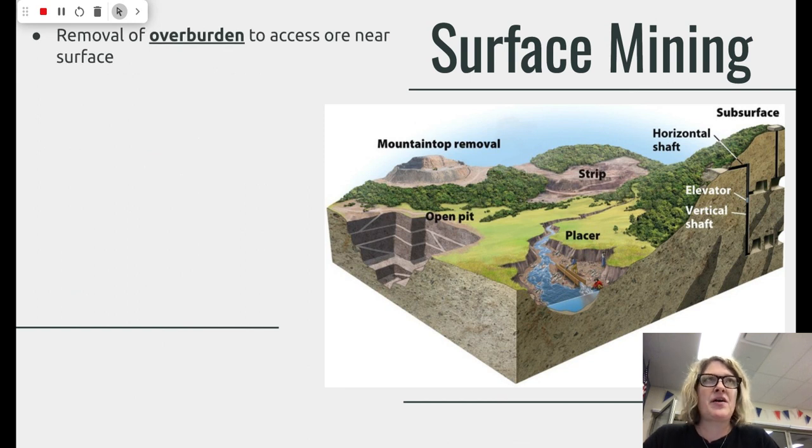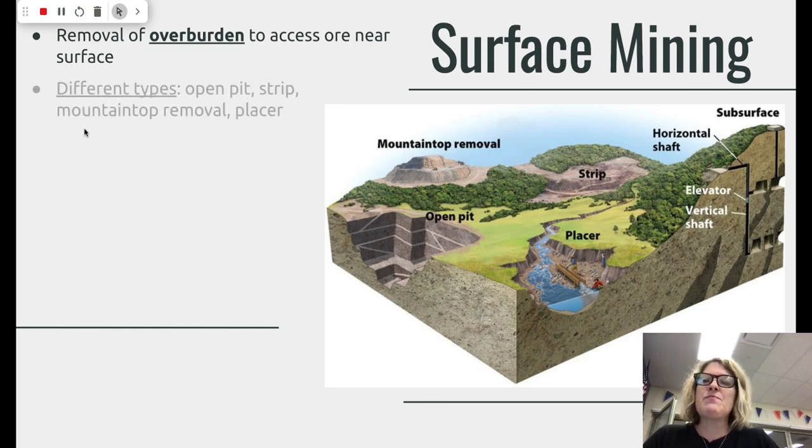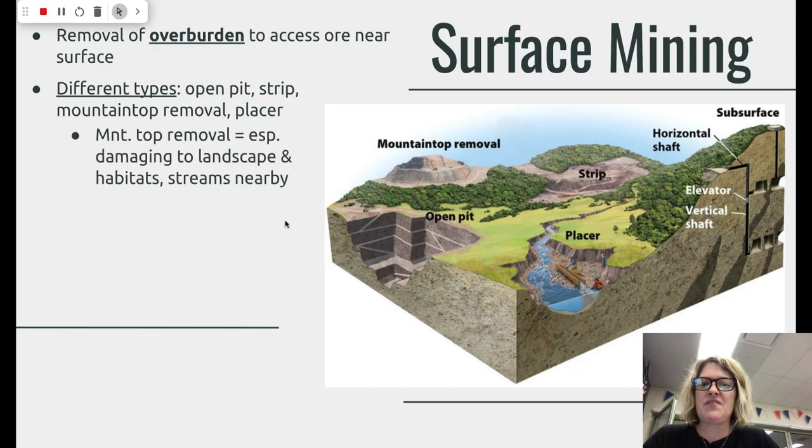Okay, so let's talk about some various mining methods. So the first is surface mining. Surface mining is the removal of the overburden, so the other stuff that is there other than the ore itself. And so we have to remove that so that we can actually access the ore near the surface. Again, this is called surface mining because we're not going very deep into the earth. There are different types of surface mining. We have open pit. We have mountaintop removal, you'll see here in the picture. And then we have placers, where we'll go in and mine just a specific area.